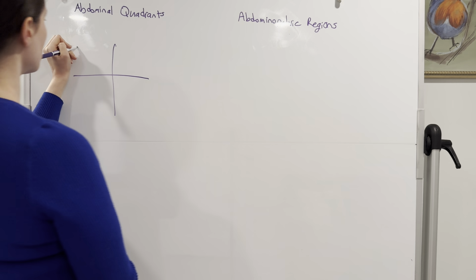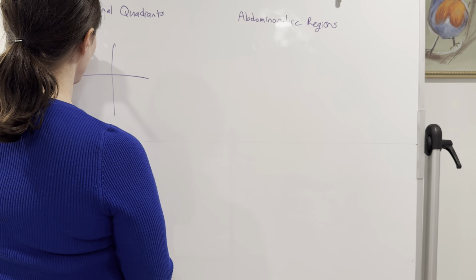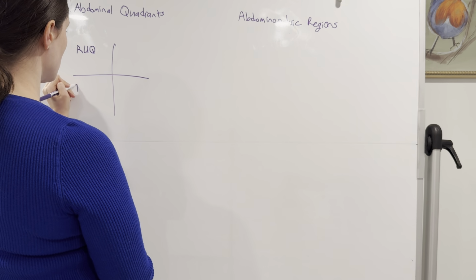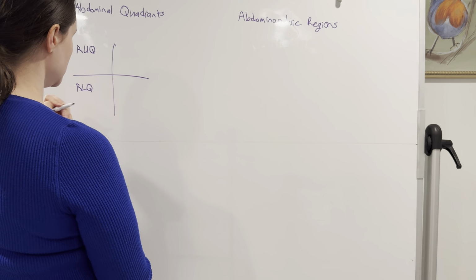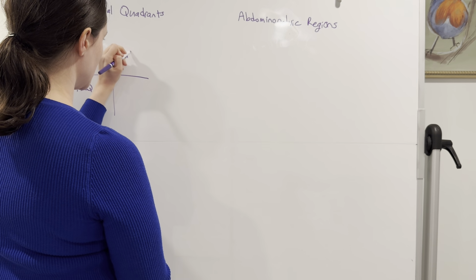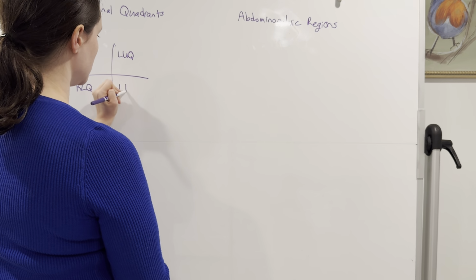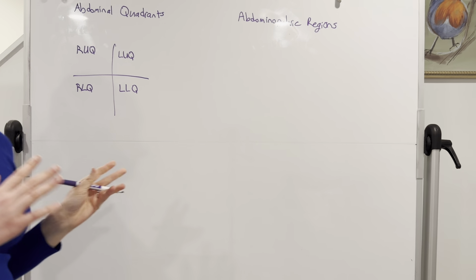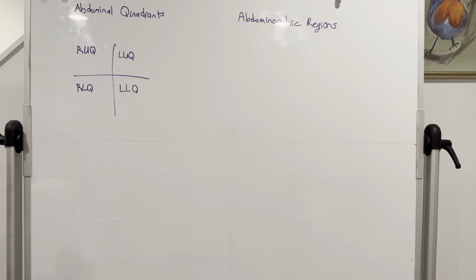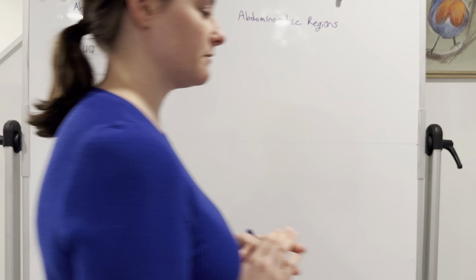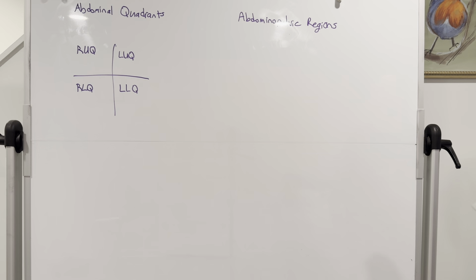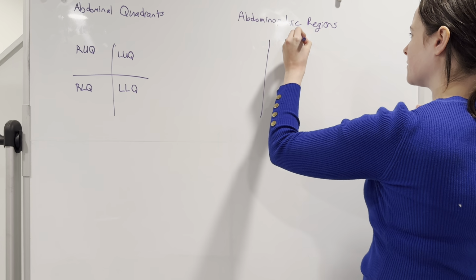We have the right upper quadrant, right lower quadrant, left upper quadrant, and left lower quadrant. That's it. They're just named off of where they are. Right and left, upper or lower. So those ones are very straightforward and easy. No one ever gets those ones wrong. The abdominal pelvic regions are divided into 9 different regions.